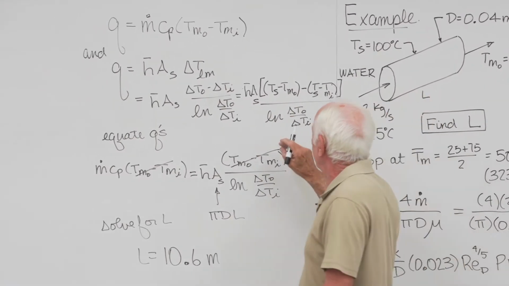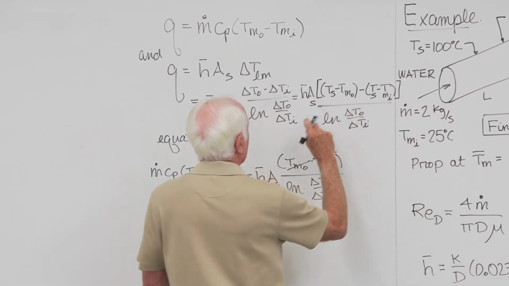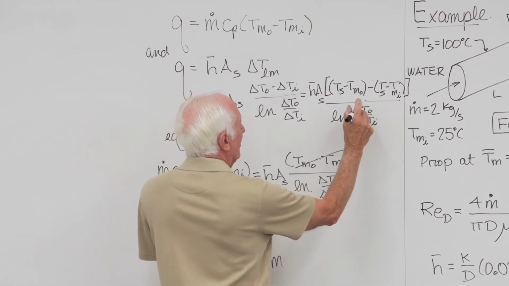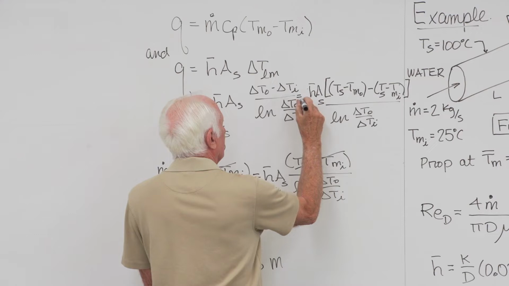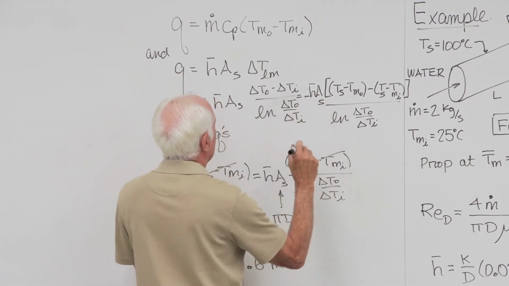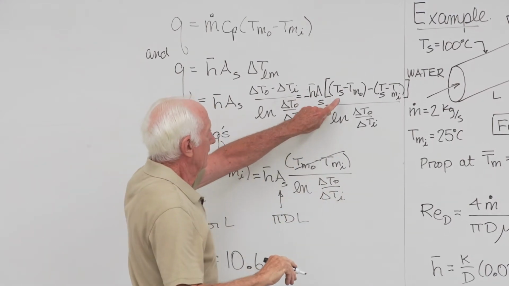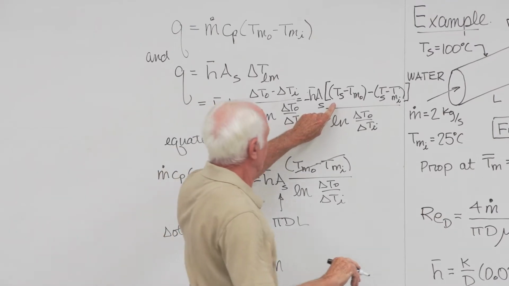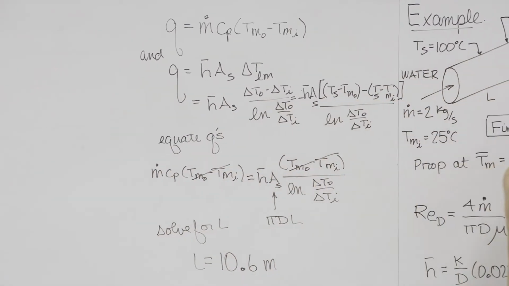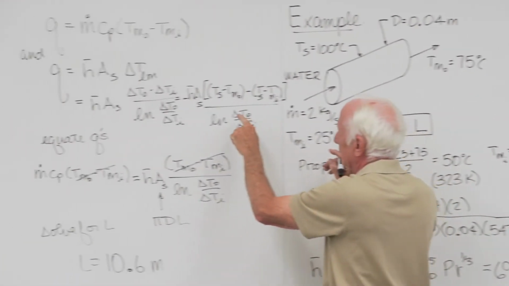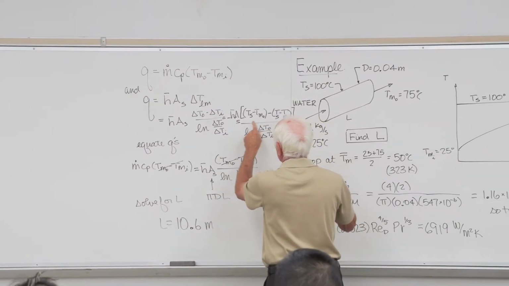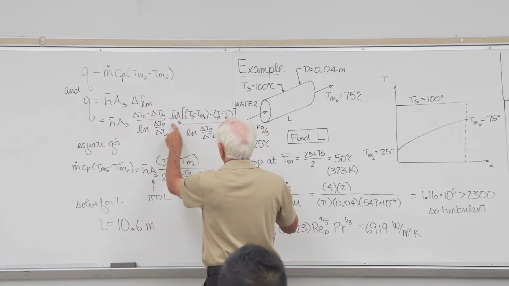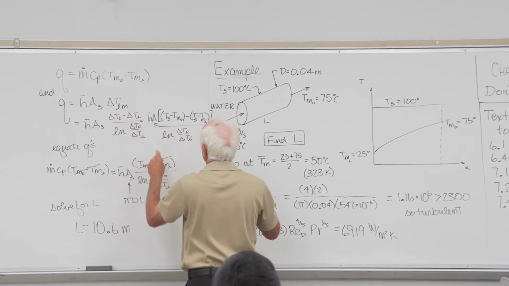Got that guy. T S, that's correct. T mean out minus T S. There's a minus sign there. Delta T out is T S minus T mean out, minus this guy here, T S. That's correct. Yeah, we've got that. Oh, okay, he's fine that way.